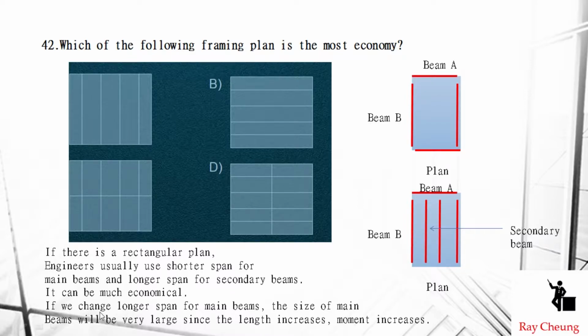Because you can imagine if we make the longer span the main beam, that means all the beams will transfer the loading to the longer span. But this span is 15 meters. That means you can imagine this beam will have a larger moment. The size is very large and very huge, and this is not economical. That's why if we choose something like this, it is the most economic design for the framing plan.